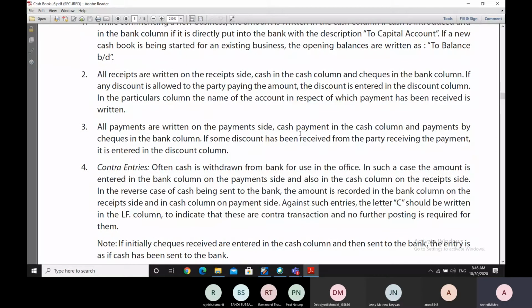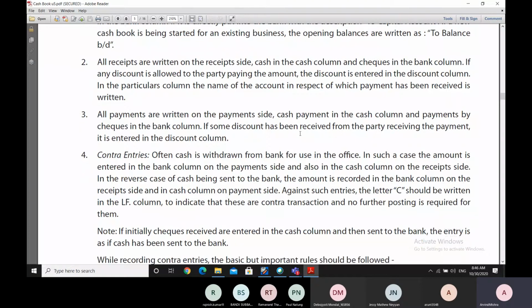All the payments are written on the payment side. Cash payment is written in the cash column, and the payments which are made by checks are written in the bank column. If some discount has been received from the party which is receiving the payment from us, then that will be entered in the discount column, even in respect of the payment being made by the bank or from the bank.